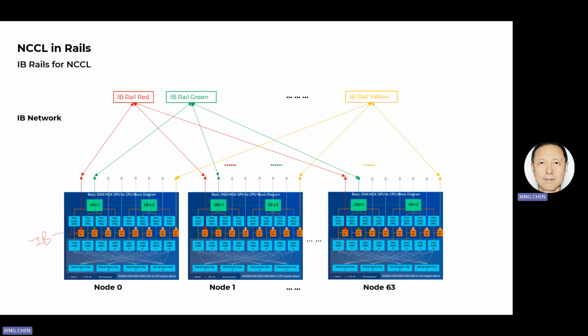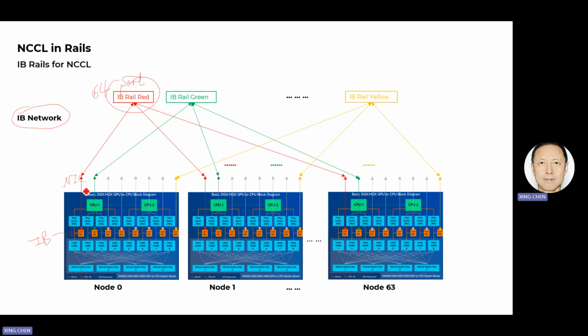So, because by nature the NCCL communication is by rails, that means to build up the communication network, the InfiniBand network for this NCCL traffic, you can use this kind of network in rails. That means you have one switch. For example, this is a 64 port switch, and it is going to be connected to the right NIC from each node.